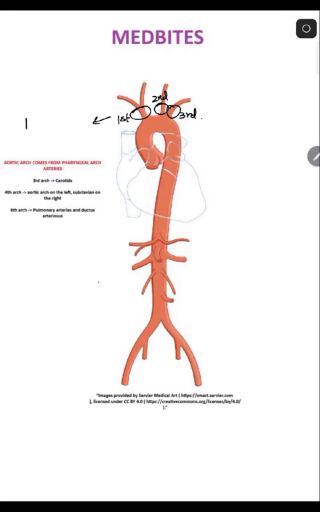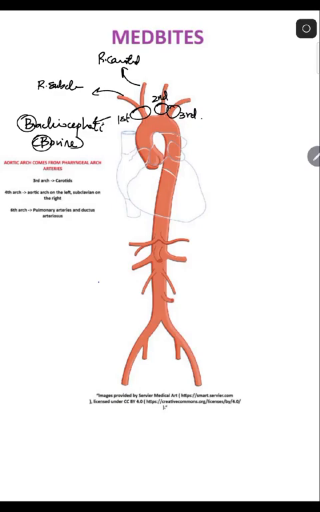The first one is the brachiocephalic, and this is also known as bovine. It gets used sometimes. Just remember B is for B. The brachiocephalic has two other branches. One is the right subclavian, and the other is the right carotid or common carotid. And it's important for you guys to know that the right common carotid supplies what? The head and the neck, the right side of the head and neck.